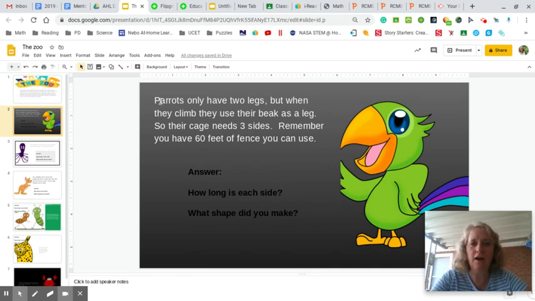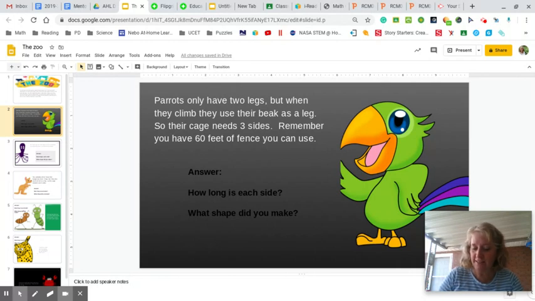Okay, parrots only have 2 legs, but when they climb, they use their beak as a leg. So their cage needs 3 sides. Remember, you have 60 feet of fence that you can use. Okay, so how long would each side be? How many sides do we have? We have 3 sides. And what shape am I going to make if I have 3 sides? Yeah, you're right. I hope it's a triangle.